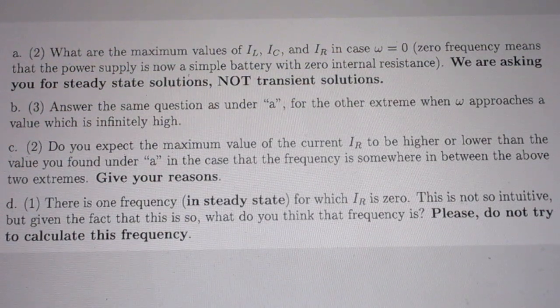Now, same question under A, but now omega is going to be infinitely high. Now, the dI/dt is now infinitely high. So effectively, you can replace the self-inductor by a resistor with an infinite resistance. So clearly, there cannot be any current going through the self-inductor. So you already know that I of L is going to be zero.